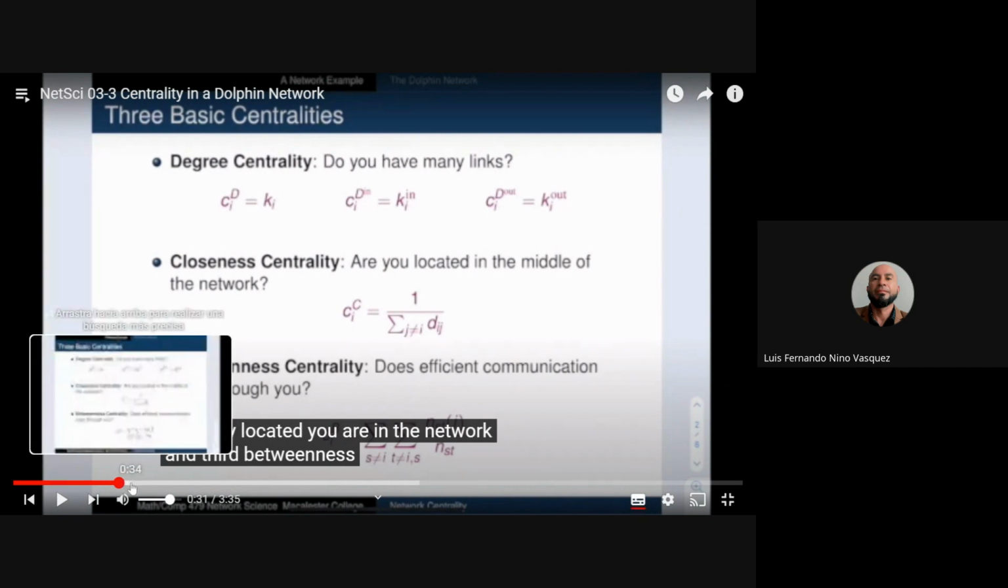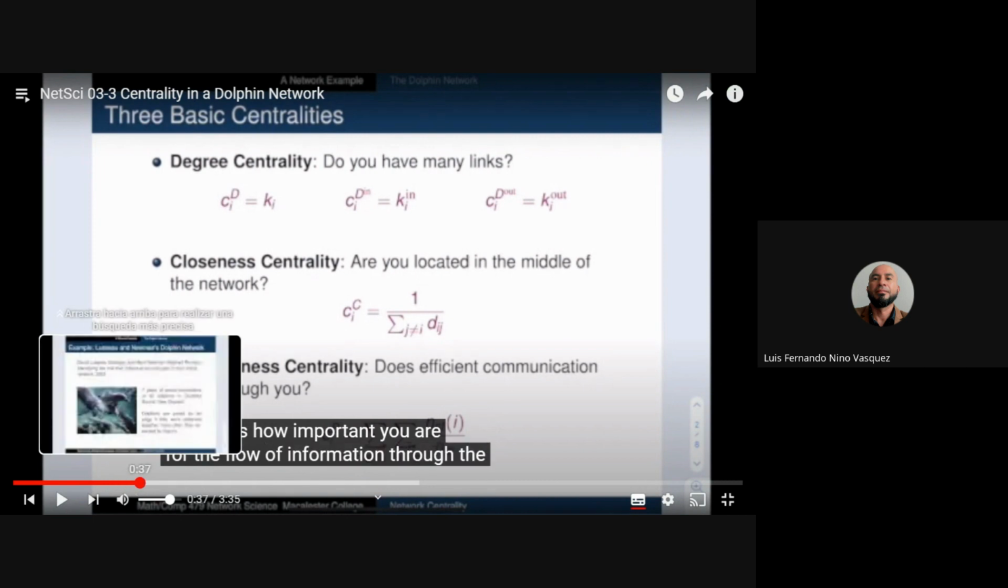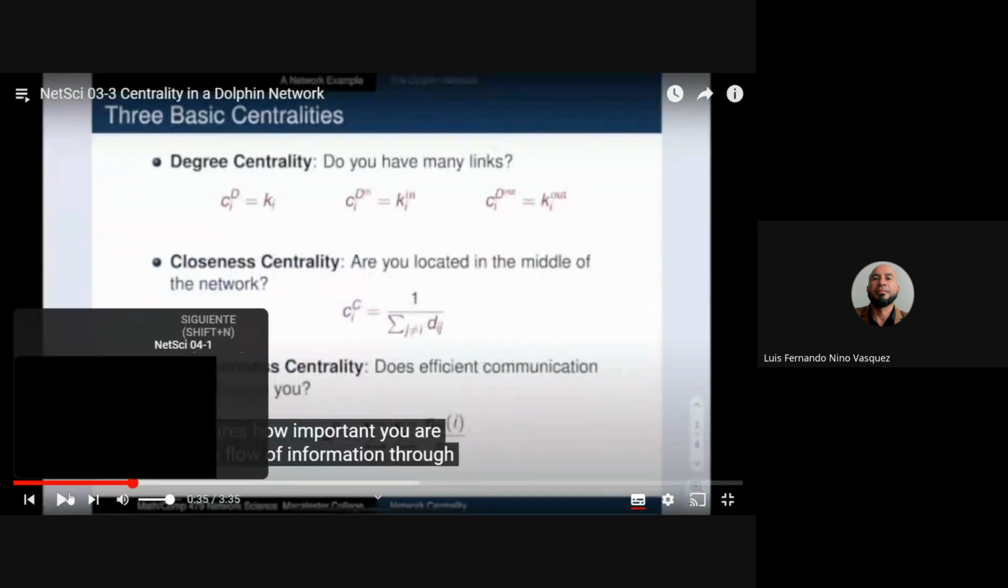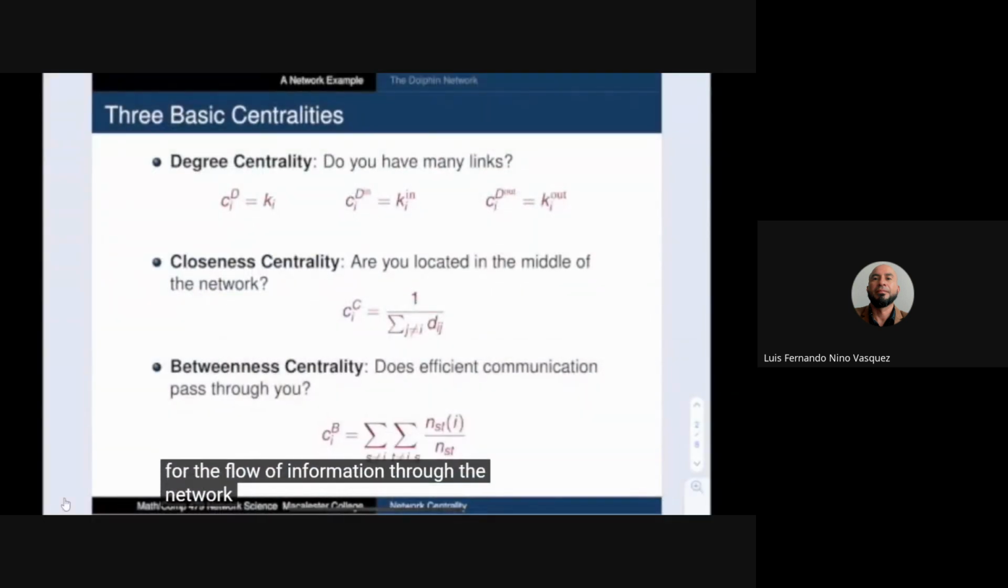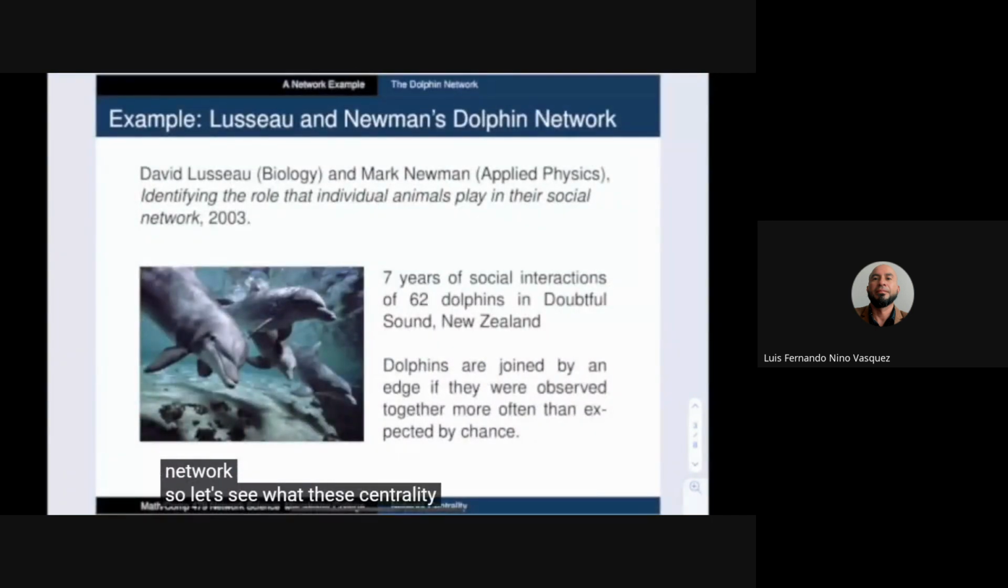Okay. Nice, very nice. Let's move on now to the dolphins. Through the network. So let's see what these centrality measures can tell us about the social dynamics of a group of dolphins living in Doubtful Sound, New Zealand. This network appears in a collaboration between David Lusseau, a biologist, and Mark Newman, an applied physicist.